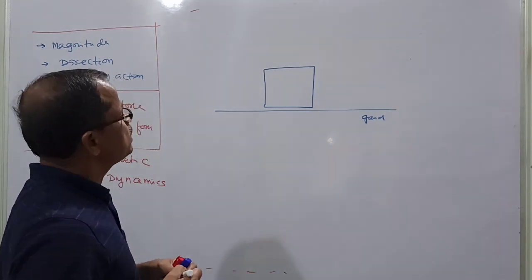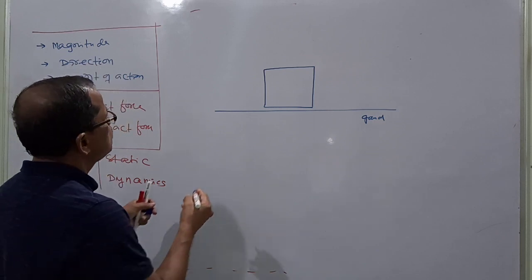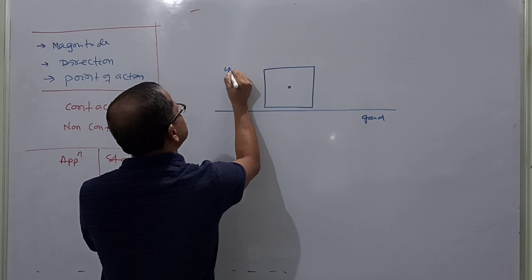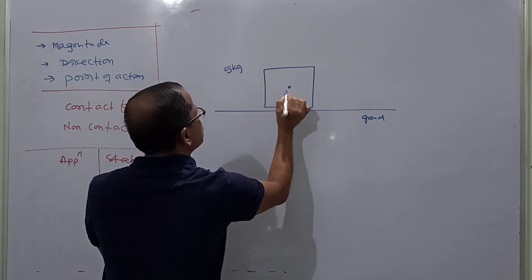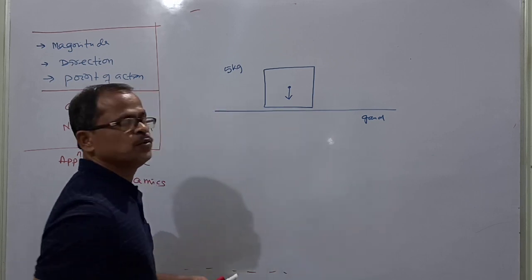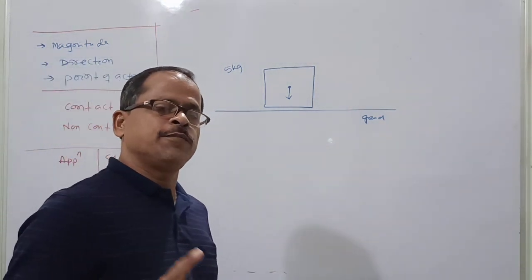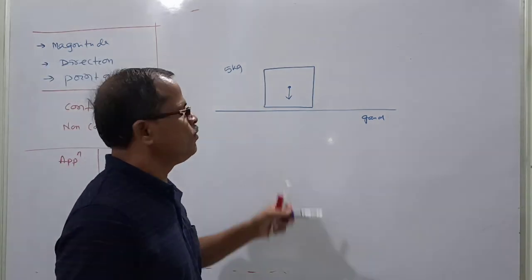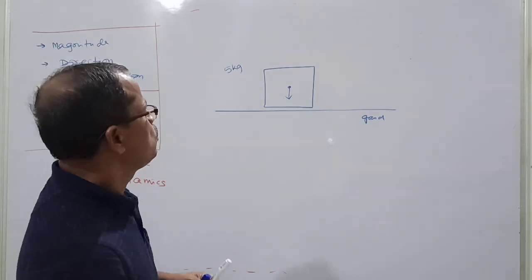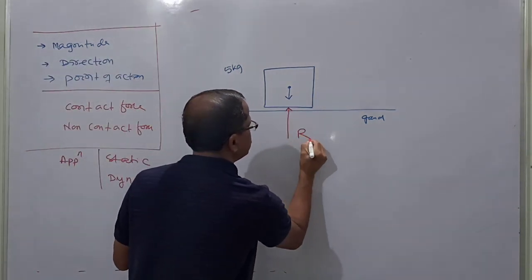Now what are the forces acting on the body? I told you what the forces acting on the body are. First is the weight acting through the body. Let the mass of the body be, let's say, 5 kg. The weight will be acting at the center of mass of the body. Now another force: the body is kept on the ground, so the ground will give a reaction. The reaction will be acting here. This is the ground reaction.